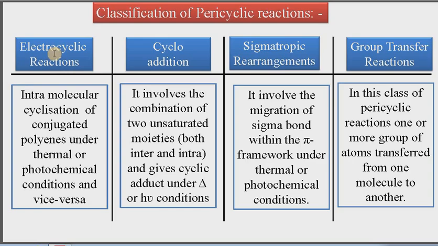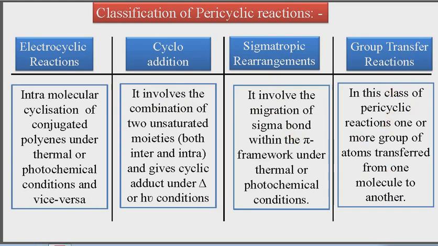So in case of electrocyclic reaction, in ring closing, one pi bond gets converted into one sigma bond, and in ring opening, one sigma bond converts into one pi bond. In case of cycloaddition, two pi bonds get converted into two sigma bonds. And in case of sigmatropic rearrangement, there is no change in the number of pi and sigma bonds. One sigma bond shifts from one end to the other end.